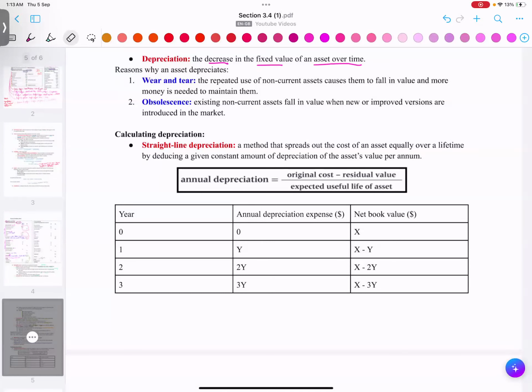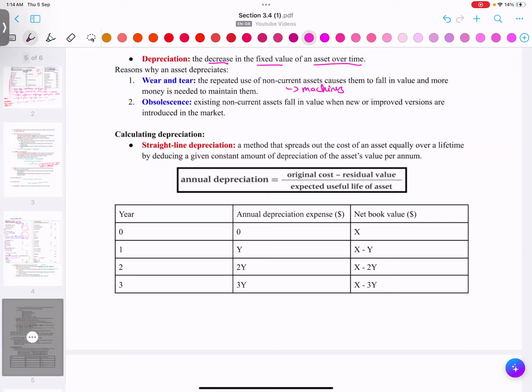First, wear and tear, meaning that the repeated use of non-current assets causes them to fall in value and more money is needed to maintain them. So basically, non-current assets, for example, what do we have? We have machinery as a non-current asset. So for example, the more you use the machine, the more it's going to need repairs, it's going to need to be checked more often, right? It's going to need a mechanic, so that's why it's going to end up depreciating in value because it's not the same as when you first begin to use it, it's not as fresh.